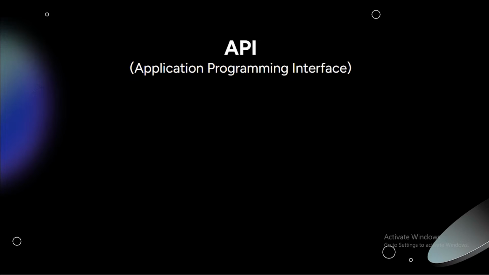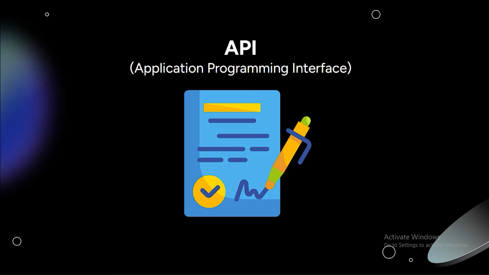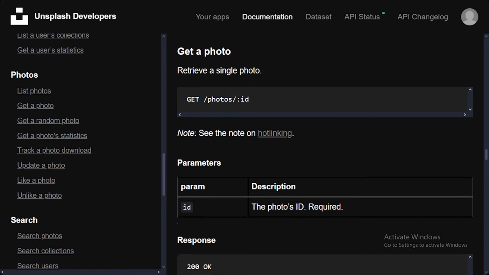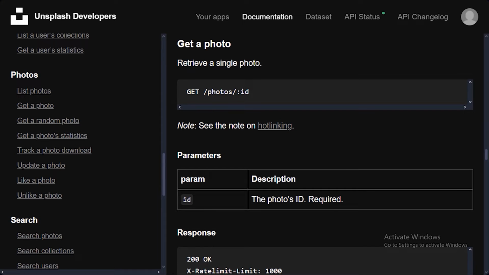Next term we have this API. It stands for Application Programming Interface. An API is a set of rules and protocols for building and interacting with software applications. It allows different software systems to communicate with each other. For example, Unsplash provides a set of rules known as Unsplash API to interact with their server. If we want to retrieve a particular image, we need to send a specific query to their server.